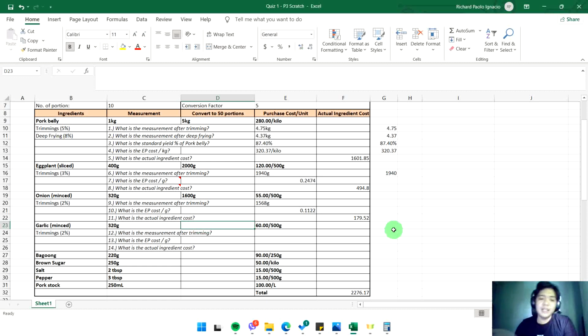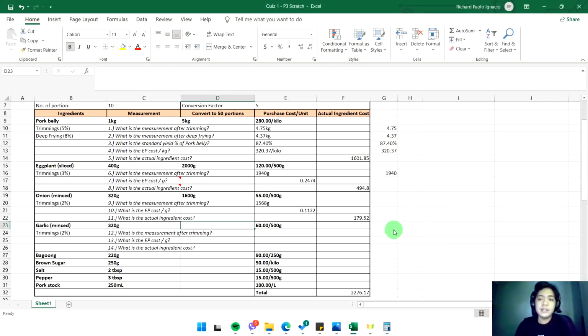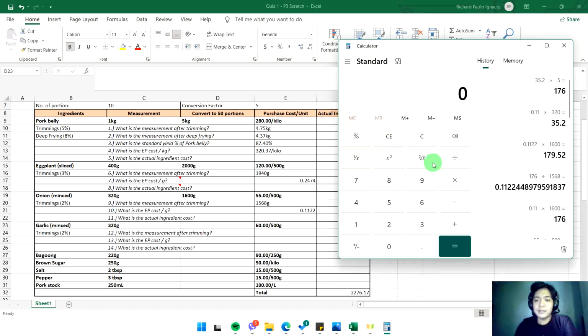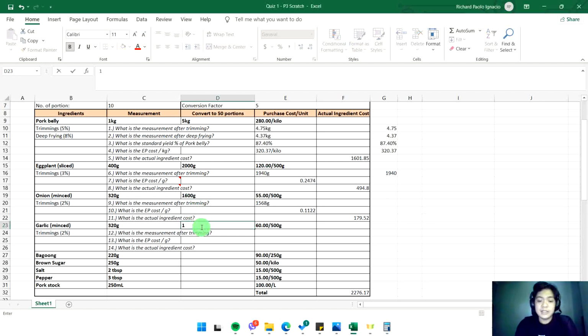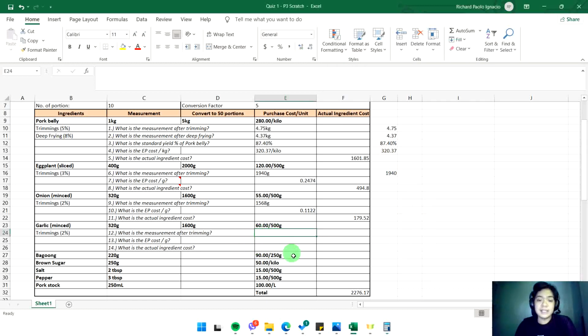Next, garlic. Sa garlic, ganun din, 320 times 5, we have 1,600. And then, ganun din ang gagawin natin, no? 1,600 times 2% or 0.02, we have 32. 1,600 minus 32, we have 1,568. Parehas lang.